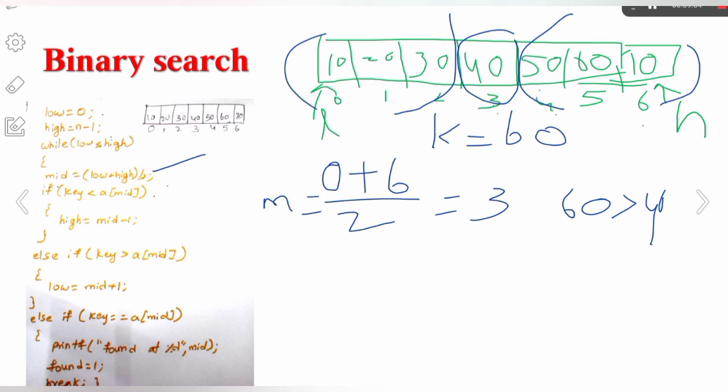So we are going to divide this into 2 parts, right? So what is middle minus 1? 2. So 0 to 2. So this is a particular sublist. And here if the key is greater than the middle element, then we have to search in the right sublist.